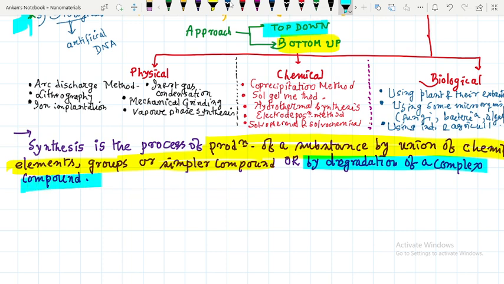So the definition of synthesis of nanomaterials is given by using both kinds of approach. So it is important to know that when you are asked to write what is nanosynthesis or nanomaterial synthesis, you have to write the combination of top down and bottom up approach. Now, top down technique.